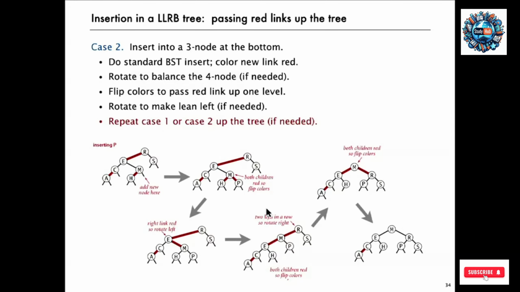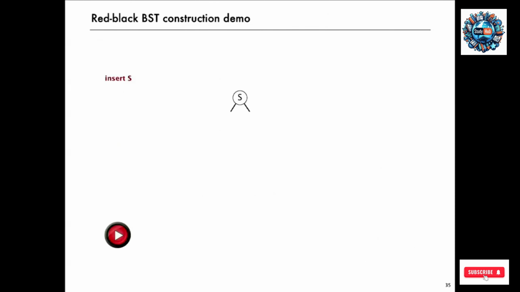It's a bunch of transformations, but they're all simple using our flip colors or left or right rotation. And that one happened to be at the root. If that red link were way down in the tree and there were another 3-node above it, we might have to do it again, exactly as would happen in a 2-3 tree. So let's do a demo of constructing the red-black BST from our standard set of keys.